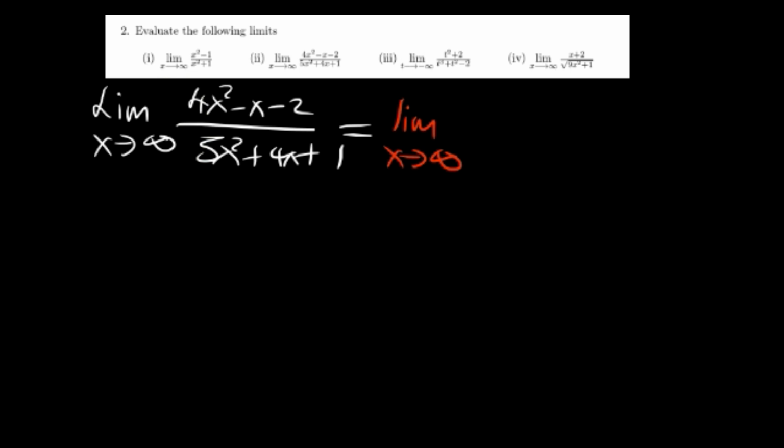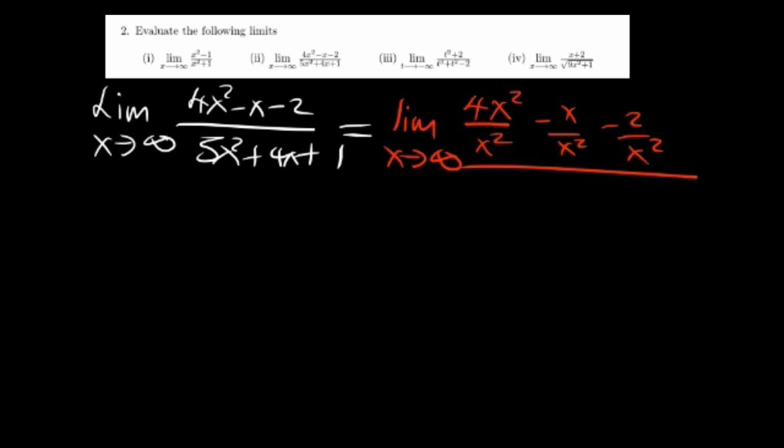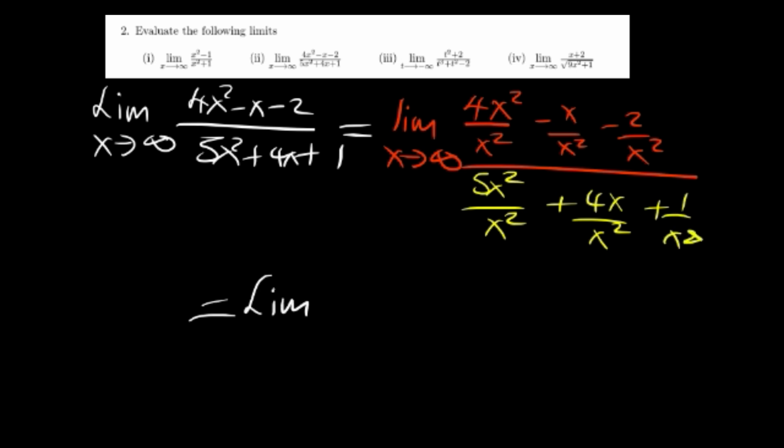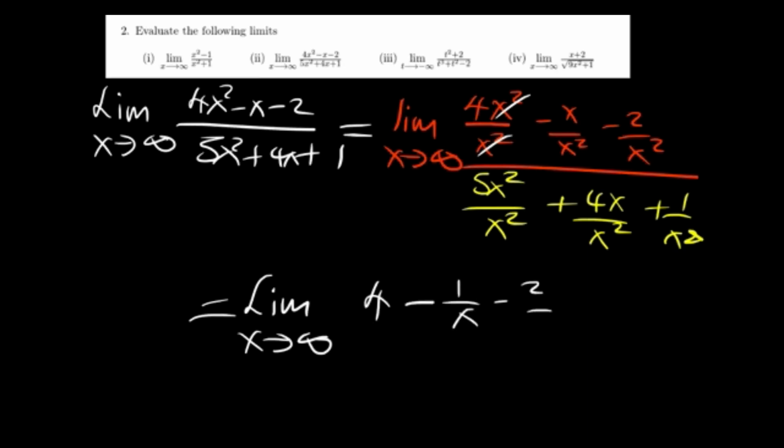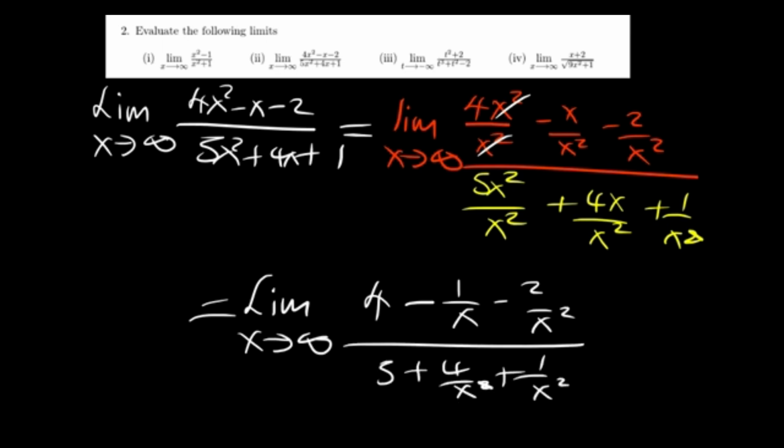For the top part, you divide by x squared throughout, so you're going to have 4x squared divided by x squared, minus x divided by x squared, minus 2 divided by x squared. And for the bottom, 5x squared, the highest is x squared, so divide by x squared throughout. So you remain with the limit as x approaches infinity; that will cancel, so you have 4 minus 1 over x minus 2 over x squared, over 5 plus 4 over x plus 1 over x squared. At this point, we're going to distribute the limit. Every part that has x in the denominator is going to be 0. And so at the end of it, we are going to have 4 over 5. I told you how to distribute in the previous example, so you can show that.